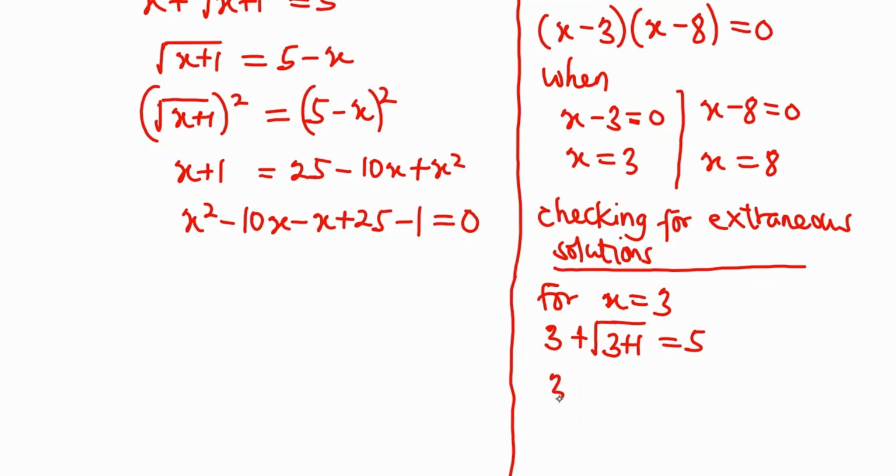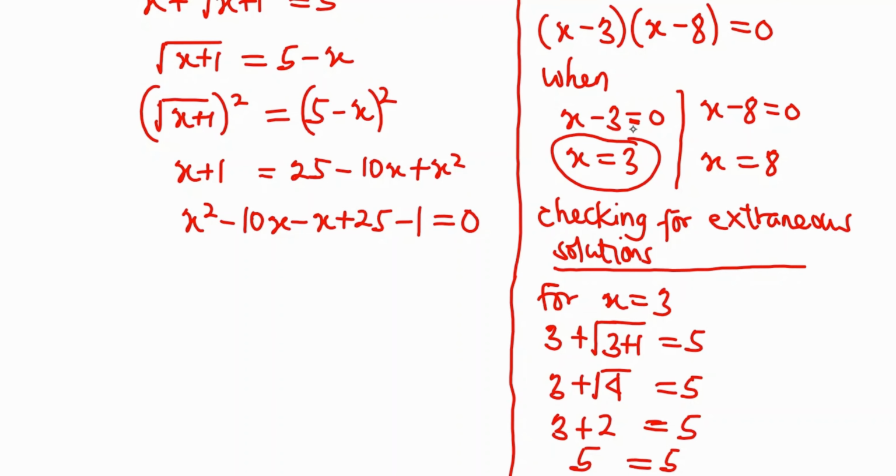So 3 plus square root of 3 plus 1, that is, we have square root of 4. Let's see if indeed we get 5. So 3 plus square root of 4, which is known to be 2. And then we can say 3 plus 2 gives us 5. So indeed we have 5 here. So here we can see that x is equal to 3 is a solution. Let's check for the other one.